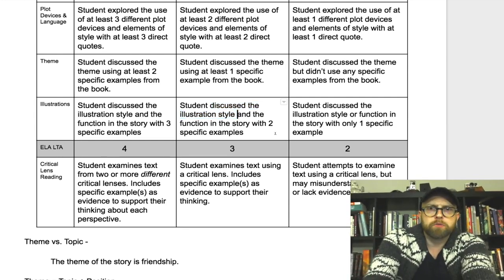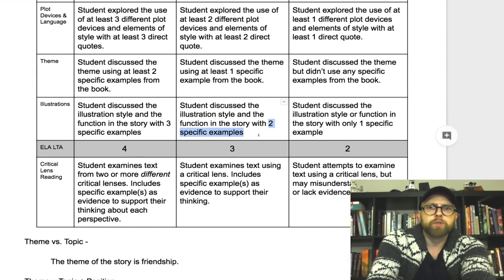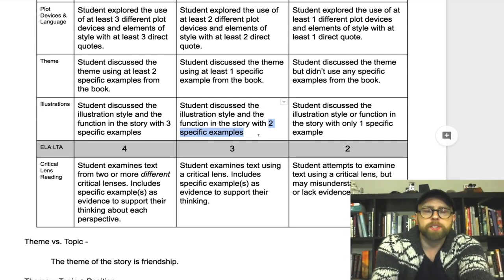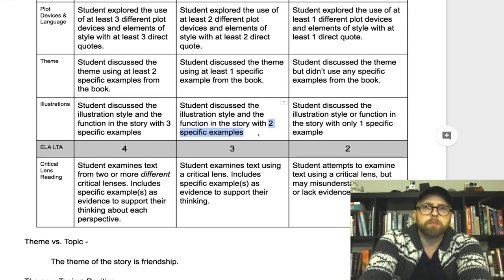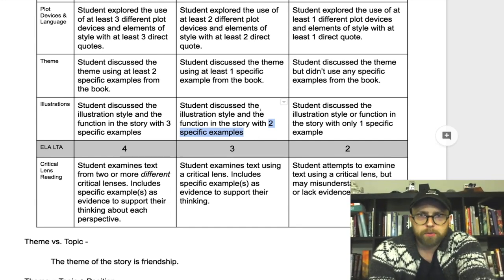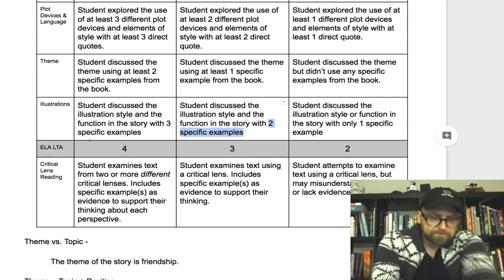You should talk about two specific examples. I think the easiest way to do that is by literally taking a photo or scanning two pieces of art from your book that you really want to pick apart and talk about. Two examples for proficient, three examples for exemplary on that.